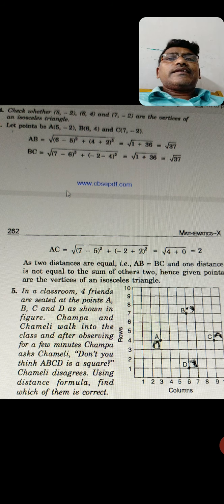Now clearly out of 3 sides, 2 sides are equal, I mean AB equal to BC. So we confirm that the given vertices form an isosceles triangle.